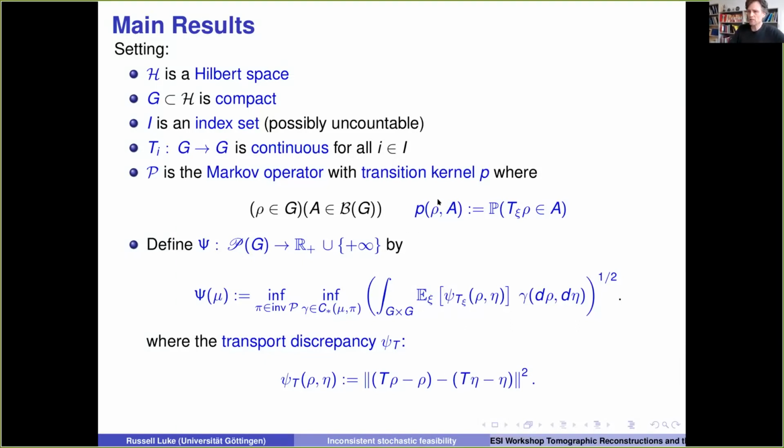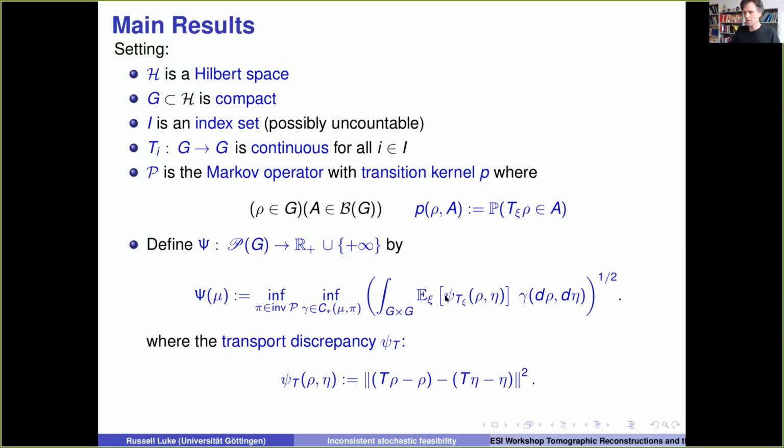So this is the propagator. Again, it just gives the propagator of an electron density rho, say, for this set A is the probability of the image of that being in the set A. Okay, and I'll be using this psi. This is a mapping from the probability measures on the subset G. It's a function, and it's given by this long, complicated expression.